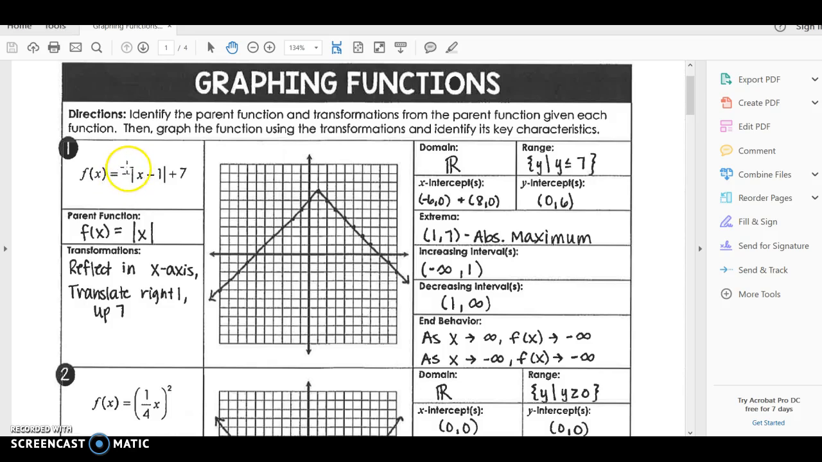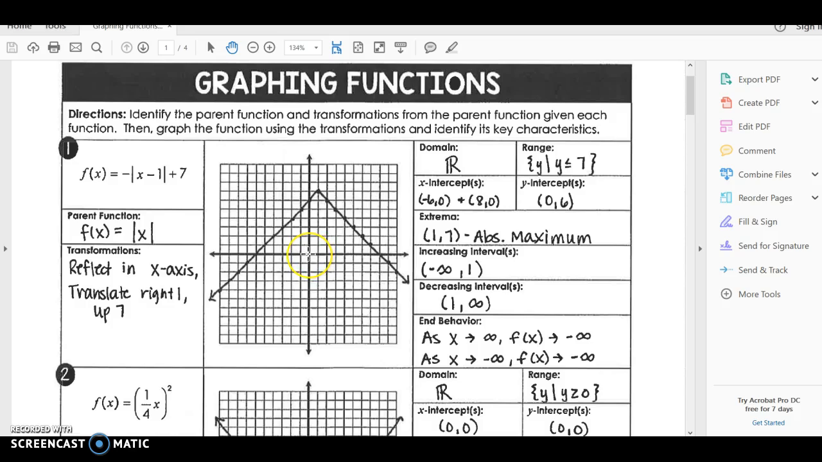So if you think back, if the negative is in front of the function, then it's going to turn it upside down. The absolute value signs, again, tell us that's a V-shaped graph. So we see it's a V-shaped graph and it's turned upside down because of the negative here. Okay? The -1 is going to shift it right 1.